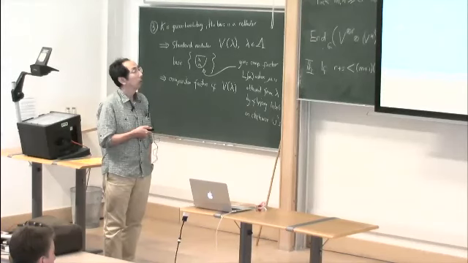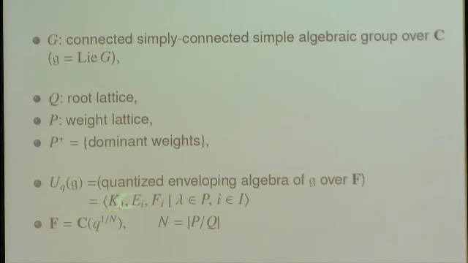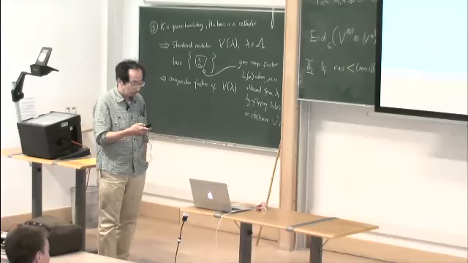M is the order of P over Q, since I'm considering the group algebra of the weight lattice as a Cartan part. In order to define this algebra, I don't need this fractional power, but in considering the representations, I will need this fractional power.